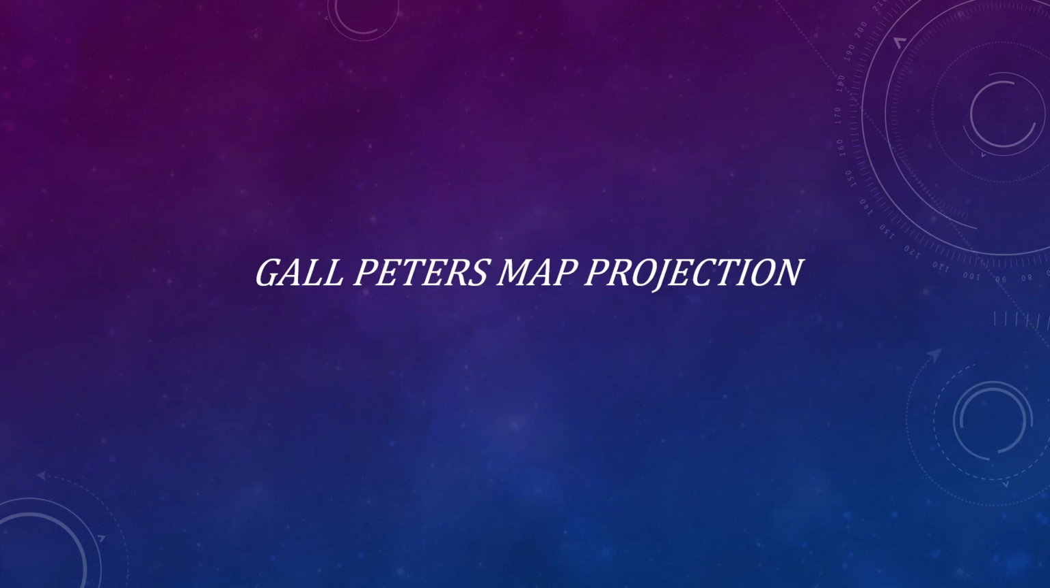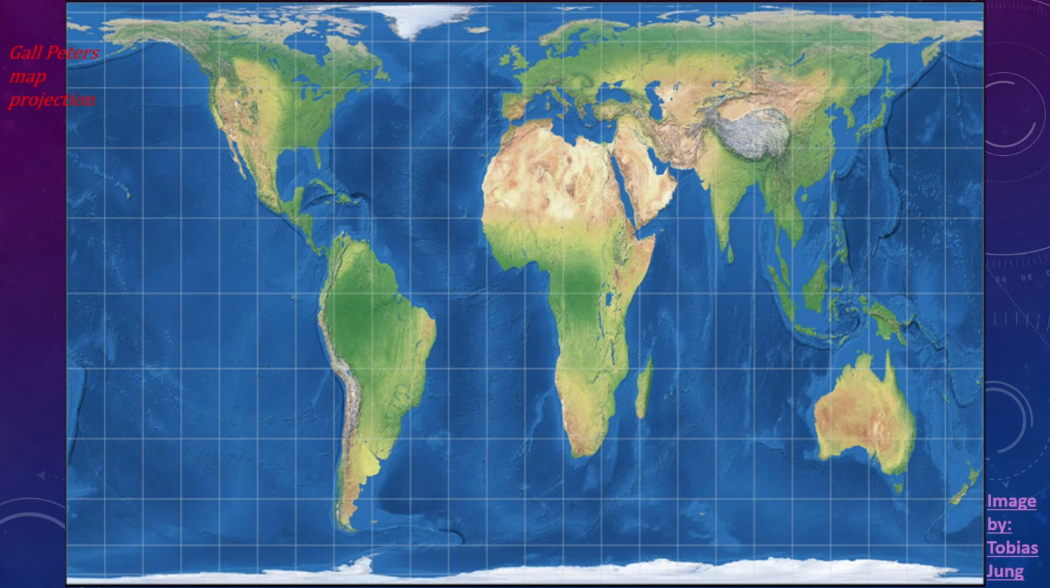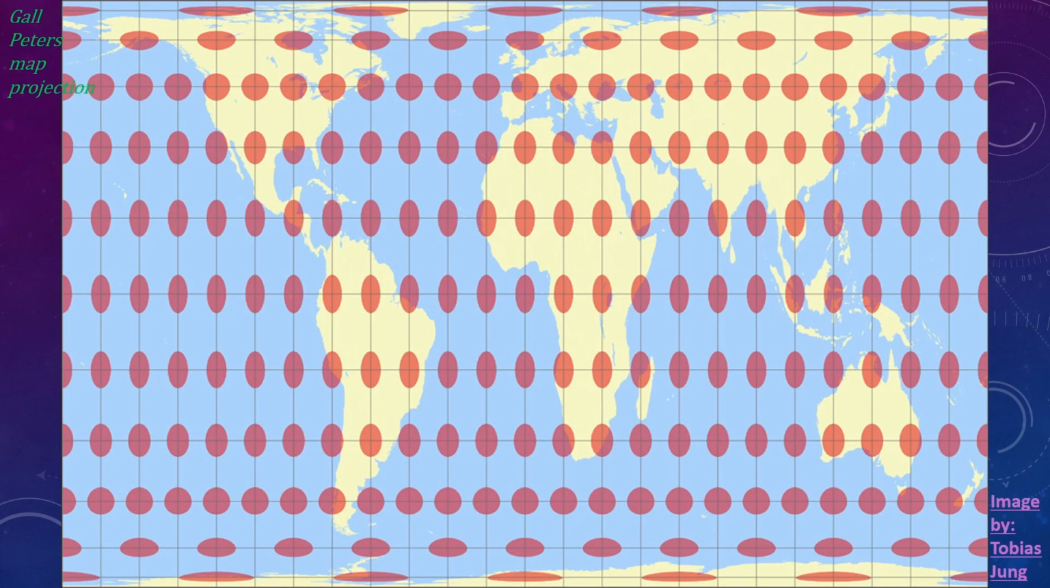The Gauss-Peters map projection is a very popular map projection, but I'm not going to talk about it for long because it is exactly the same map projection as the Lambert cylindrical map projection, just stretched and compressed to have a different aspect ratio. That's the only difference, different aspect ratio. This is what it looks like. And because the aspect ratio was changed, even close to the equator where Africa is, there is significant distortion, but the areas are preserved. These circles in the middle are the same area as these very stretched thin ovals.